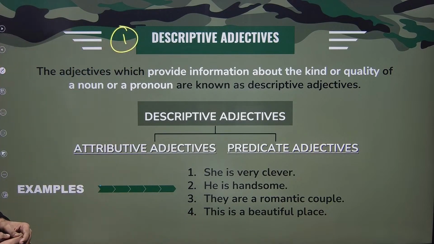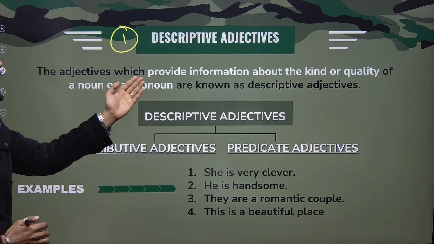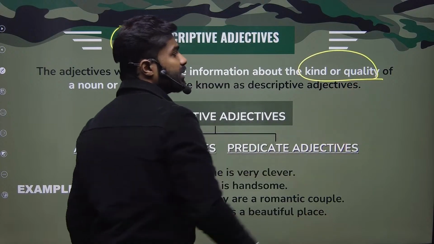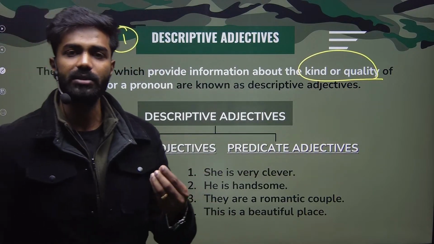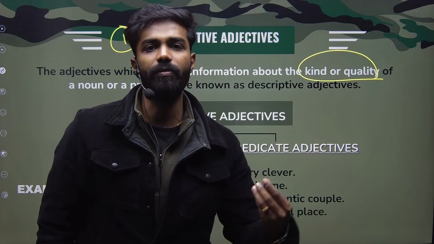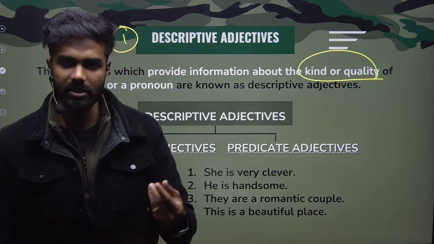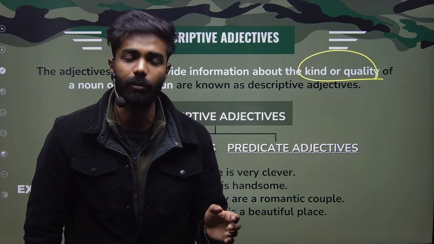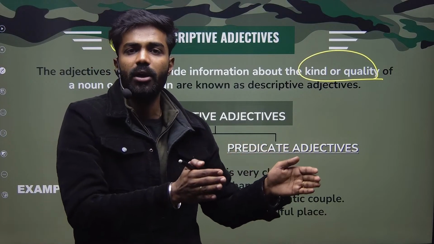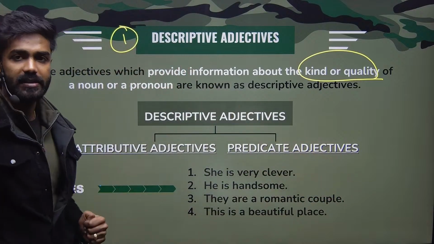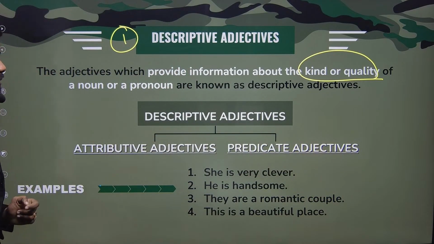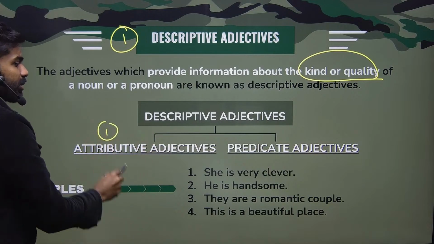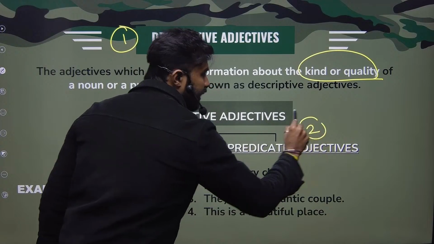What do you mean by descriptive adjectives? The adjectives which provide information about the kind or quality. If my adjective is modifying or giving details or specifications about the kind or quality of my noun, then I call it a descriptive adjective. And these descriptive adjectives are further divided into attributive adjectives and predicate adjectives.